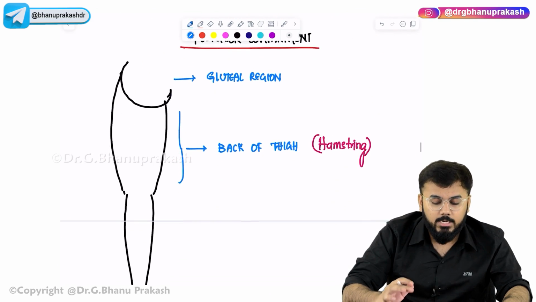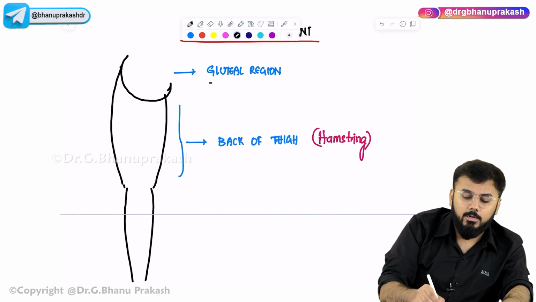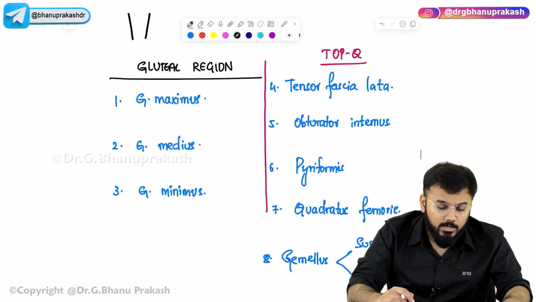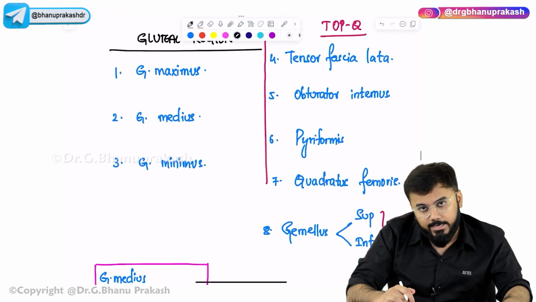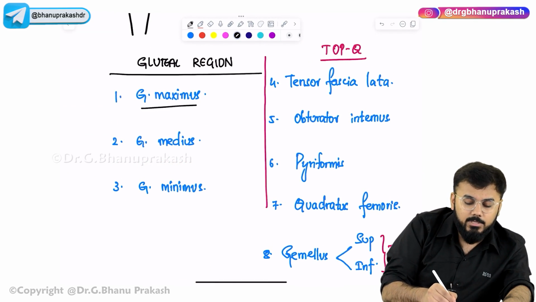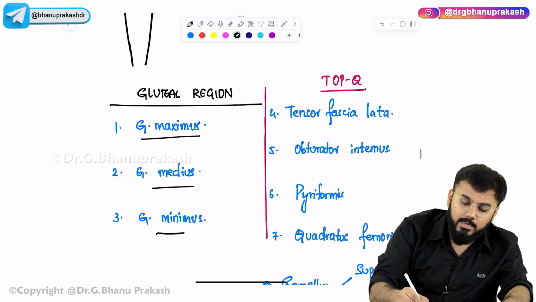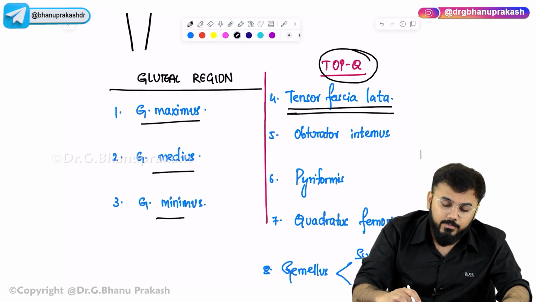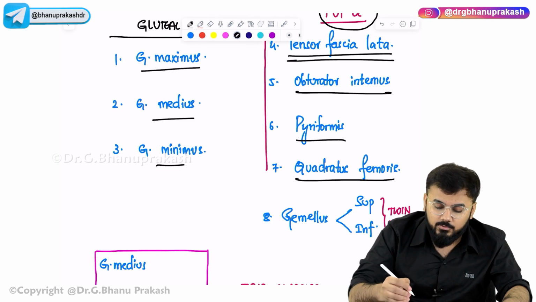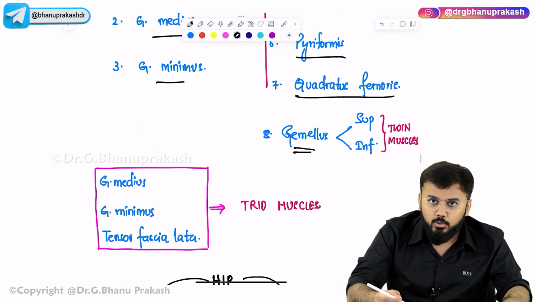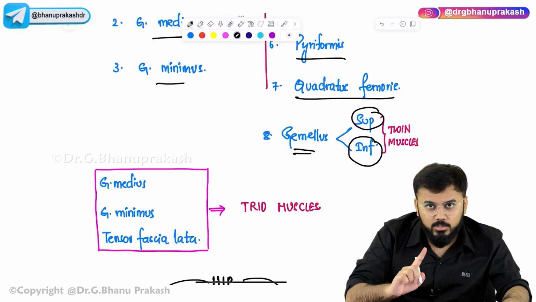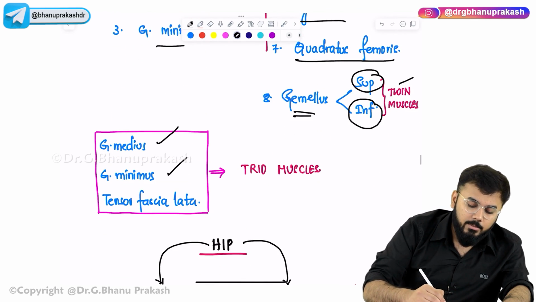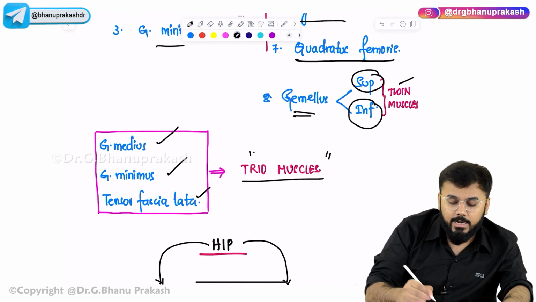Now let us discuss the posterior compartment. In the posterior compartment, we have the gluteal region and the back of the thigh. Back of the thigh muscles are called the hamstring muscles. Coming to the gluteal region, we have 8 different kinds of muscles here. The first 3 are very easy: maximus, medius, minimus. And after that, the remaining you have to remember as TOP question. What is TOP question? T stands for tensor fascia lata. Next, obturatus internus, piriformis, quadratus femoris, and the last one is gemellus. Two types of gemellus, superior and inferior. They both look similar to each other. That is why they are called twin muscles. Out of all these, medius, minimus, and tensor fascia lata are called trio muscles.